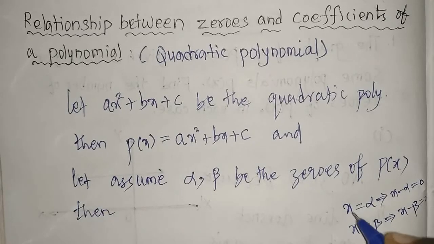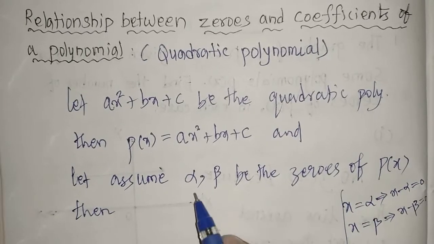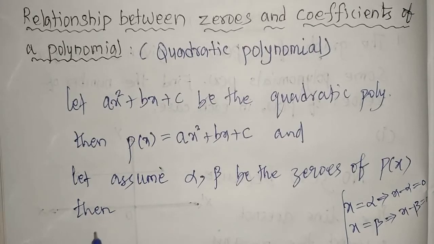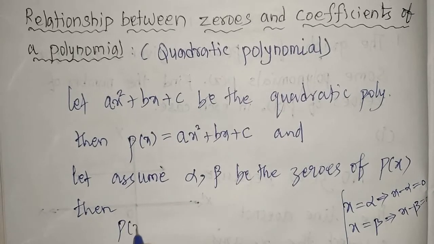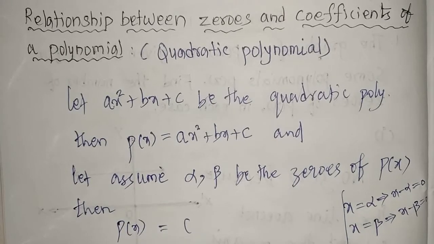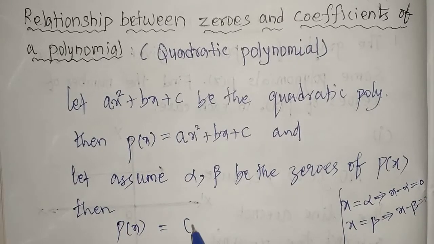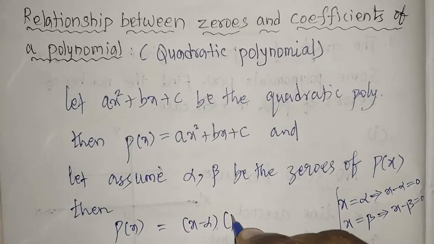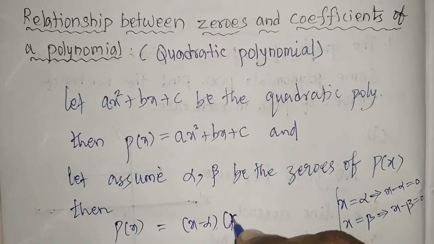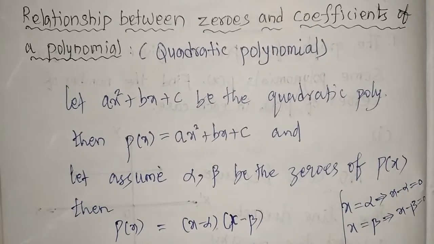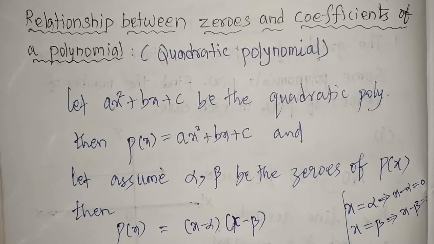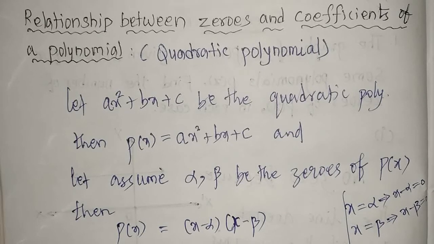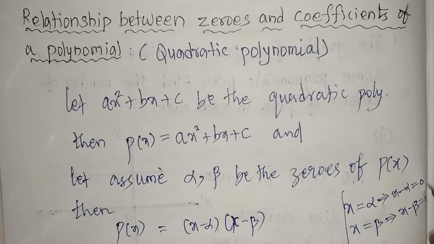So actually this is rough work. So alpha and beta are the zeros of p of x. Now what will happen? The p of x equals x minus alpha into x minus beta. If you multiply this together, you will get 0 only. Zero in the sense, some p of x you can consider. Why am I considering this as p of x now?